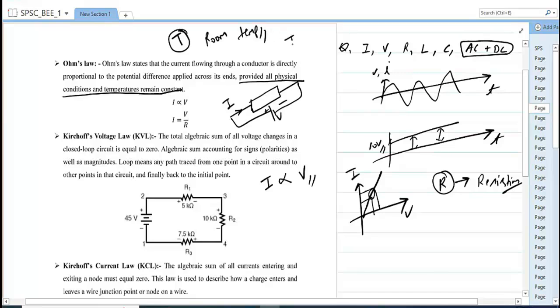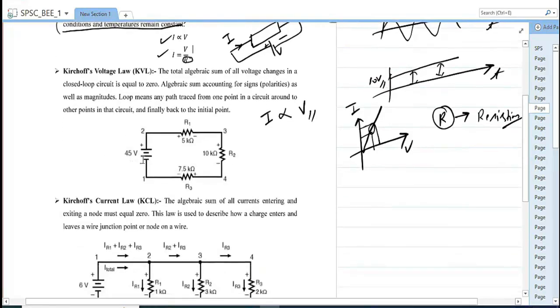If you are increasing the temperature, then your resistance, which depends on the physical property of the material, that is rho L upon A, and we have discussed it again in the previous discussion, that resistance depends on the temperature also. If you are increasing the temperature, then your resistance will change and Ohm's law will fail. That's why this line is very important, provided all physical conditions and temperature remain constant. So this is very simple. I is proportional to V, I is equal to V by R, and this R is the proportionality constant. It is nothing but the resistance of the material.